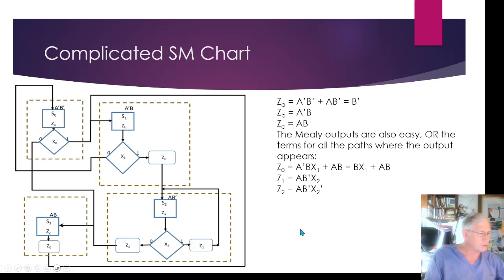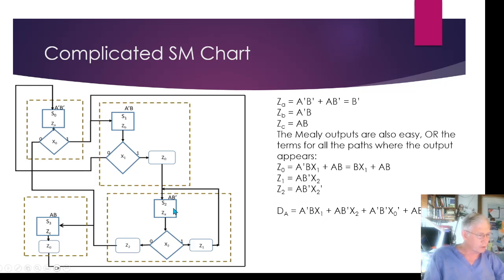And now we just have to do the DA input and the DB input. So DA, where is A equal to 1? A is equal to 1 in S2 and S3. So we need to account for all paths into S2 and all paths into S3. Let's do S2 first. There's a path that comes from S1 when X1 equals 1. So that would be A prime B X1. There's another path that comes from S2 itself.